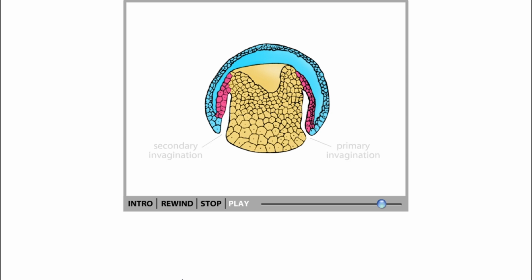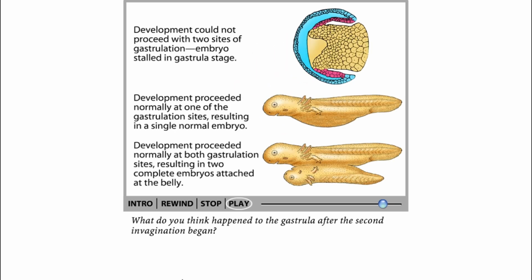What do you think happened to the gastrula after the second invagination began? Click on one of the choices above.